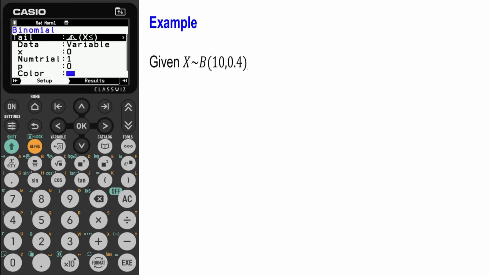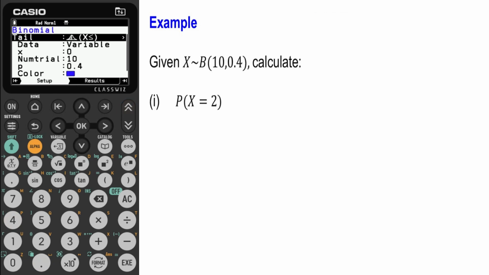We are given in this example that X is binomially distributed with parameters 10 and 0.4. Let us enter those into our calculator. For the num trial, we have 10. For the probability, we have 0.4.